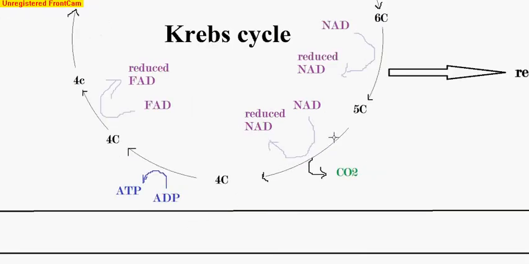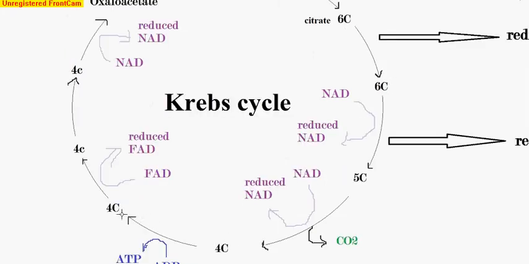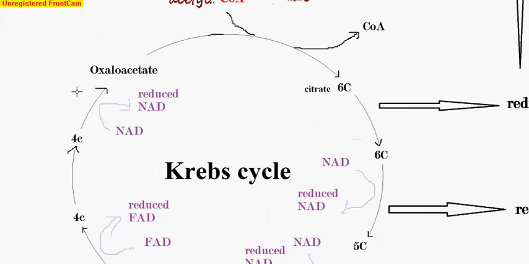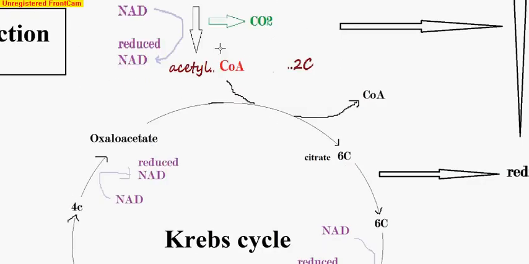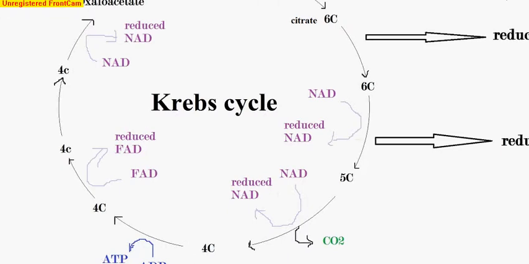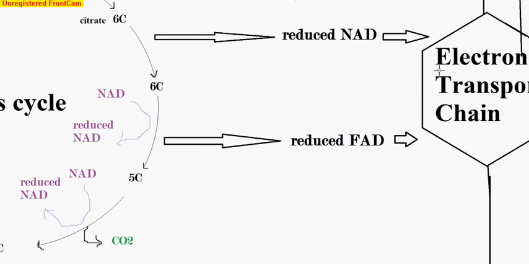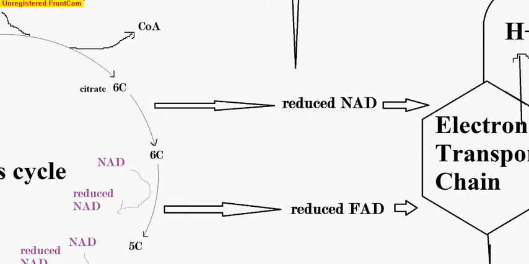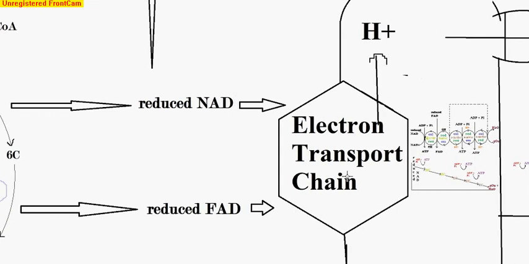So 5C will become 4C after losing carbon. Remember, this carbon is lost from this carbon, and then we get 4C, and this goes on, and we have this oxaloacetate, which is 4C, and the cycle goes on. Now in the Krebs cycle, the only essential things are the reduced NADs and FADs. These are the ones that enter the next stage, which we really require. Then we continue with the electron transport chain.